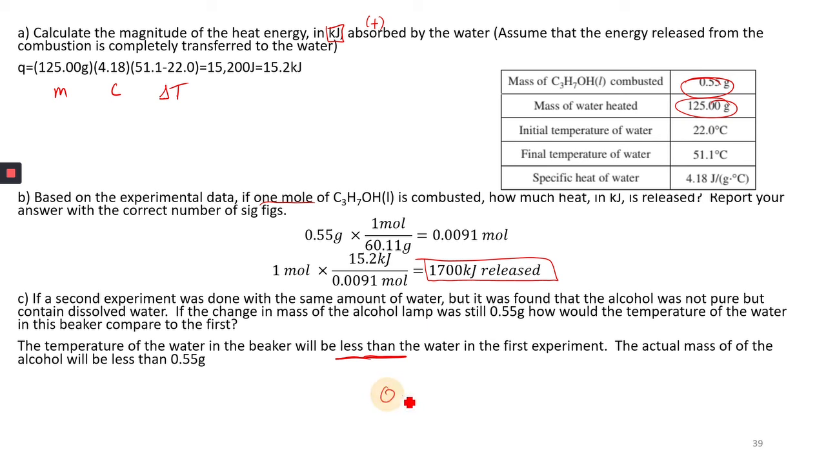Because in this 0.55 grams that you combusted, it is not all the alcohol. There might have been some water that evaporated or whatever. So if it's not all the alcohol, then you're not going to get all the heat from combusting that. So you'll have less heat produced, so the temperature will be less. Well, that is it for our reviewing of how to do calorimetry calculations.